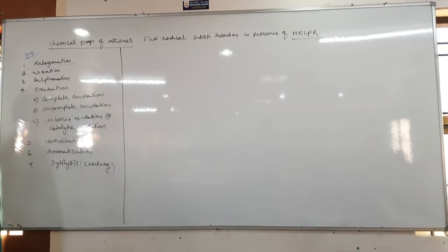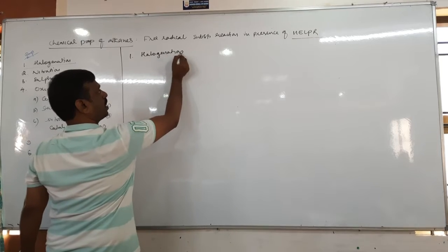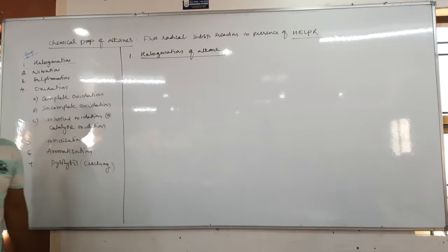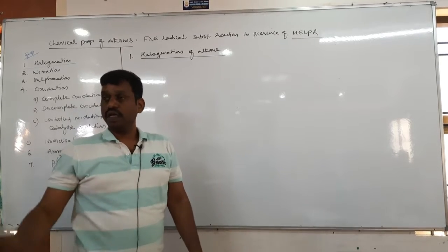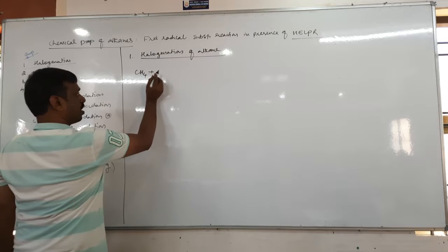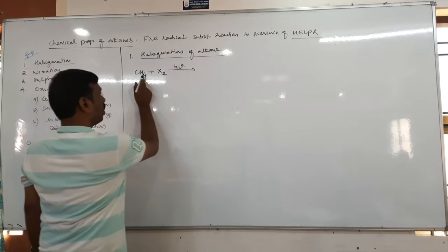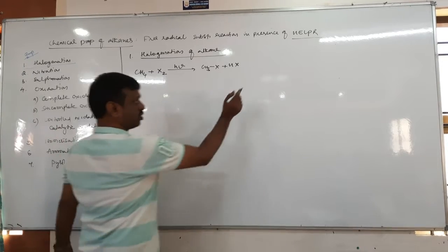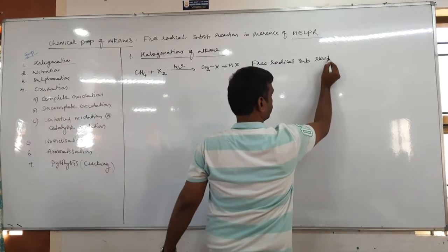Okay, tell me. First one, halogenation of alkane. This halogenation of alkane we will study even in preparation of haloalkanes. Yes or no? Okay. So what is halogenation of alkane? Alkanes react with halogen in presence of diffused sunlight or even heating also, to form corresponding haloalkanes. It means alkane reacts with halogen, let us take X2, in presence of diffused sunlight, h nu. One hydrogen is replaced by one X, and methyl X plus HX will be formed. This is a free radical substitution reaction.